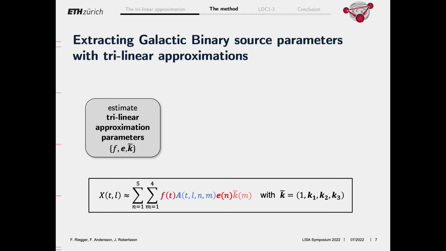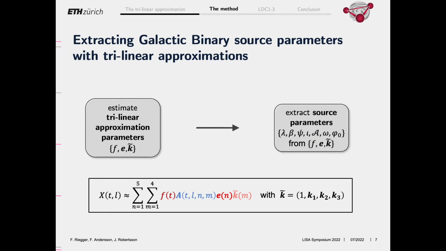Now, to extract the source parameters from the LISA data, we're going to execute 2 steps. In the first step, we are estimating the trilinear approximation parameters F, E, and k tilde. And in the next step, we are extracting the actual source parameters from the trilinear approximation parameters. And here we are considering galactic binaries without a frequency derivative, but you could also use the trilinear approximation for signals with a chirp as long as the fast-slow decomposition is valid.